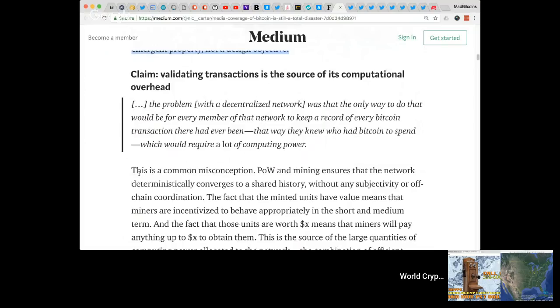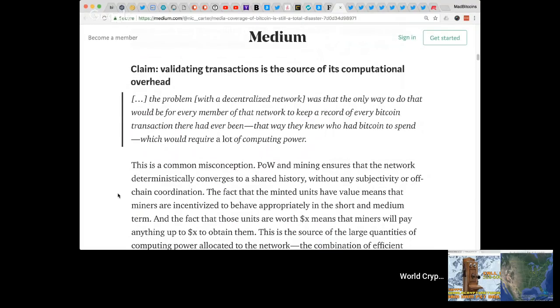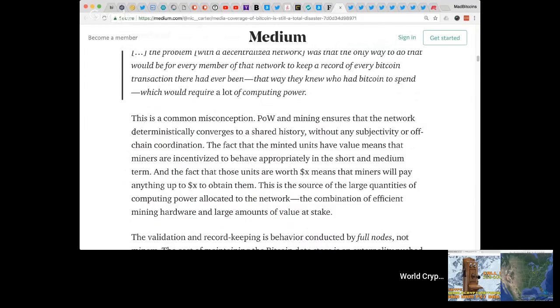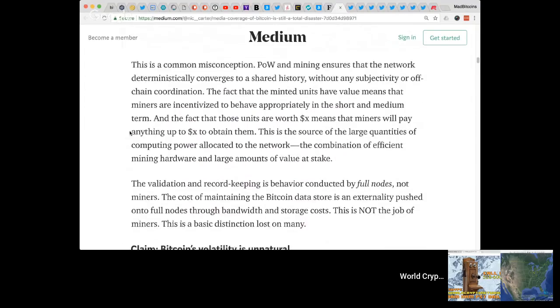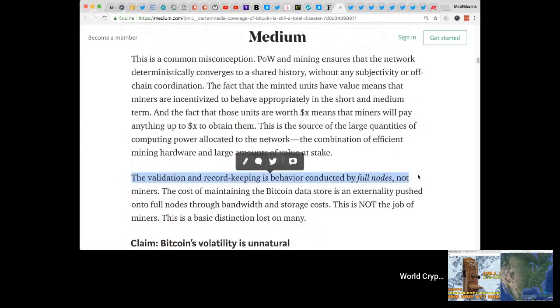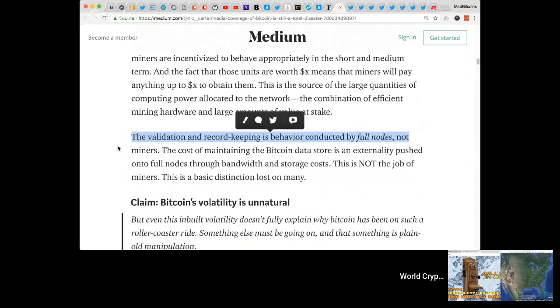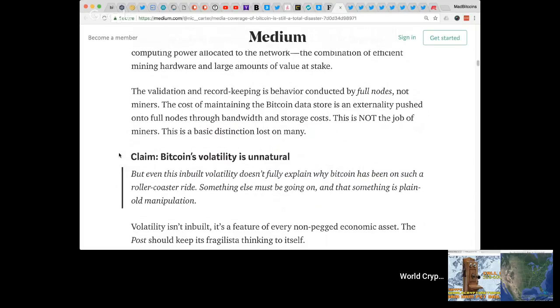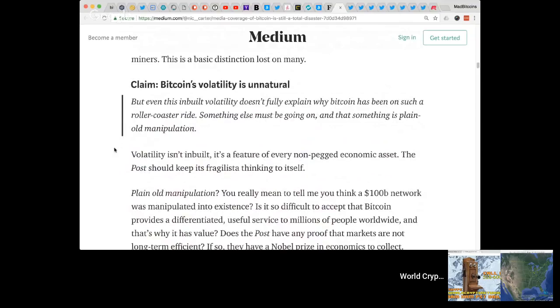Claim number three: validating transactions is the source of its computational overhead. As the author says here, they simply don't understand how Bitcoin works. Proof of work mining ensures that the network determinately converges to a shared history, but it's the nodes, the full nodes, that perform the validation and record keeping behavior. The cost of maintaining the Bitcoin data store is an externality pushed onto full nodes through bandwidth and storage costs. This is not the job of miners. This is a basic distinction lost on many, and very embarrassing that the Washington Post didn't take the time to learn how Bitcoin worked, or assign a reporter to write the article who knew how it worked.